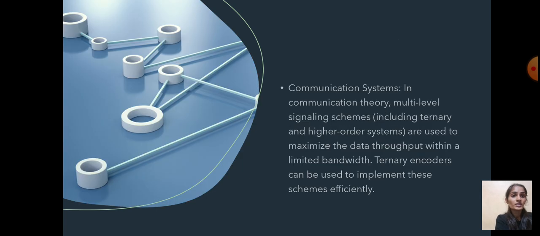Communication systems. In communication theory, multi-level signaling schemes, including ternary and higher-order systems, are used to maximize data throughput within a limited bandwidth. Ternary encoders can be used to implement these schemes efficiently.